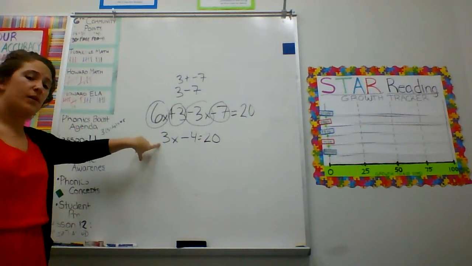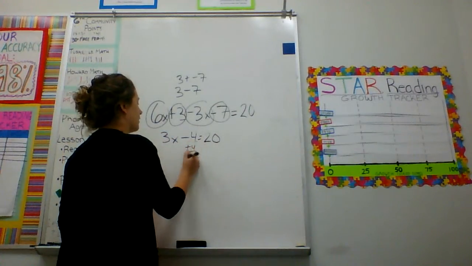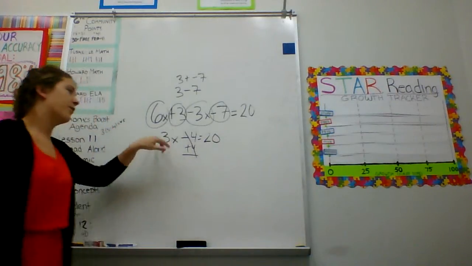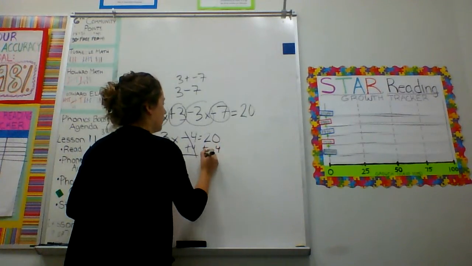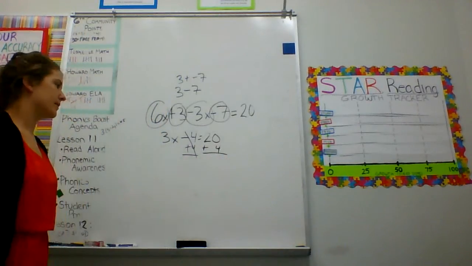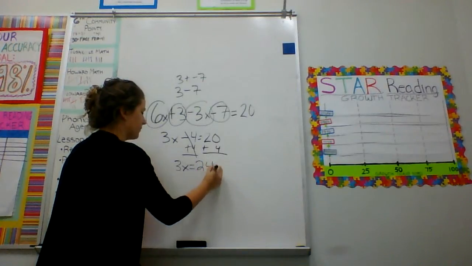Now I want all my variables on one side and my constants on the other. I will add 4 to each side in order to make this 3x plus 0, or 3x by itself. I'll also add 4 to the other side to keep it balanced. So I have 3x equals 24.